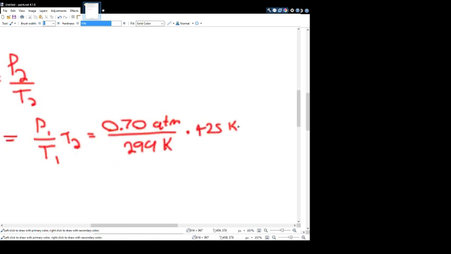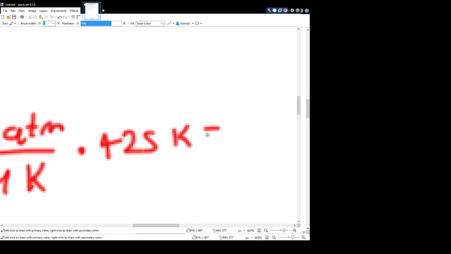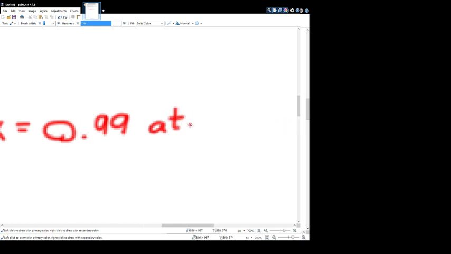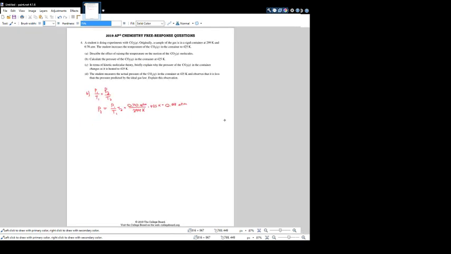And getting your calculator out, you should get 0.70 times 425 divided by 299, which will give you 0.99 atm. That's part B. And part C says, in terms of kinetic molecular theory, briefly explain why the pressure of the CO2 in the container changes as it is heated to 425 Kelvin.